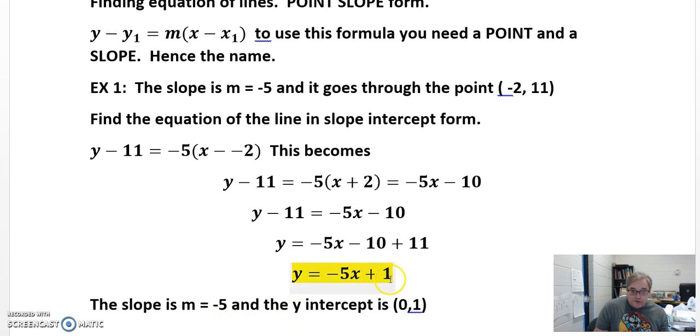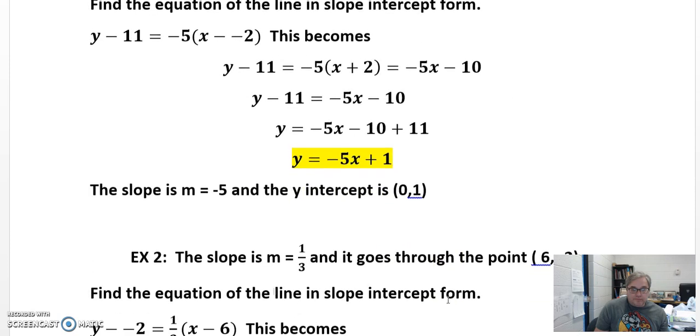And the y-intercept, well, the y value of the y-intercept is 1. The coordinate would be 0, 1. And MyMathLab will sometimes ask you, when they say y-intercept, they want the coordinate. So you want to bear in mind it's just not 1, it's the coordinate 0, 1.